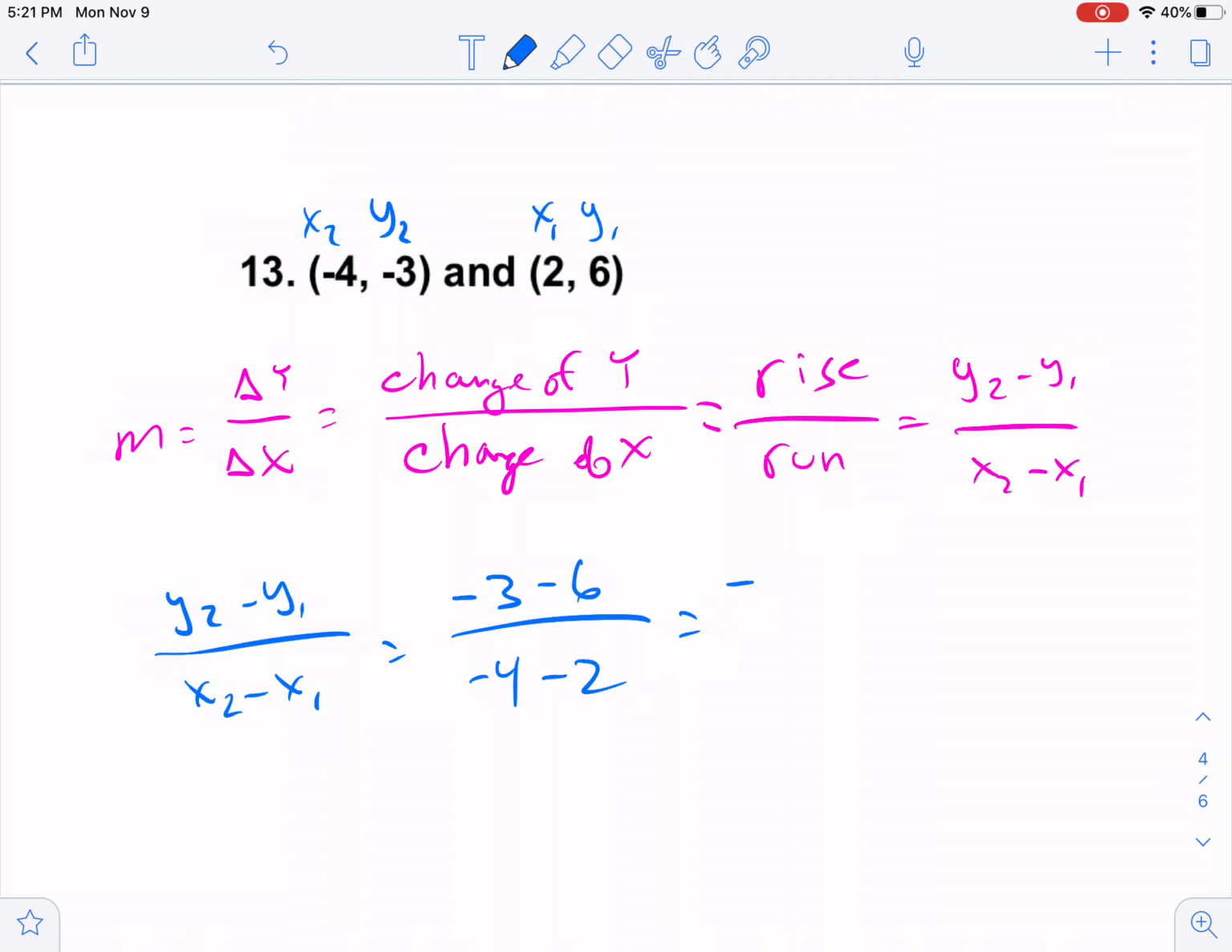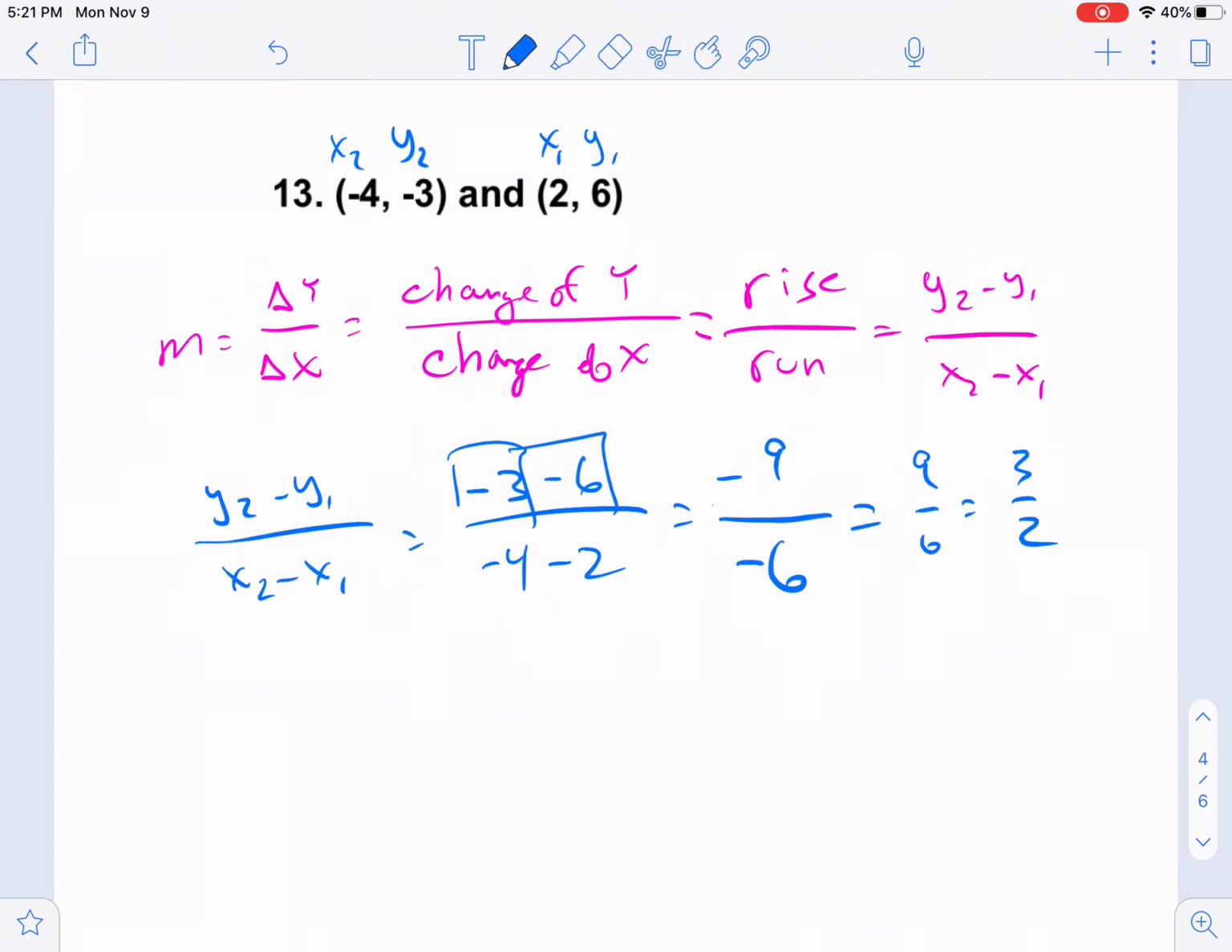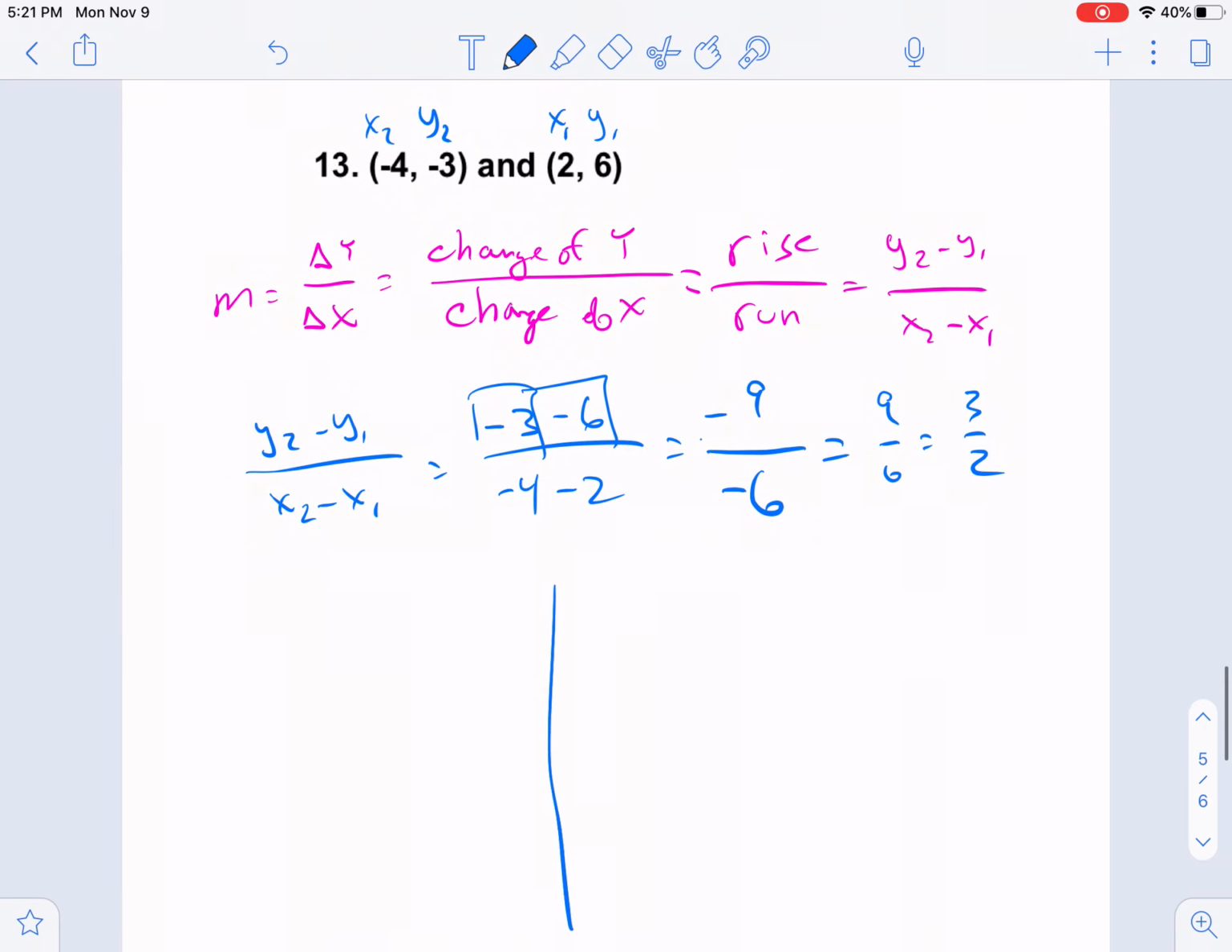This is a negative 9. When you have a negative and you are adding to it another negative, or you're subtracting a number, you're going to add those two numbers and take the big sign. So you really have just negative 9 over negative 6, which equals 9/6, which equals 3/2. So that's a positive.